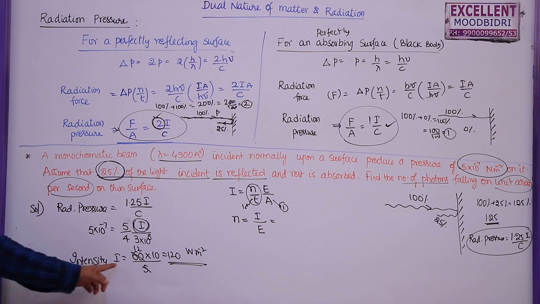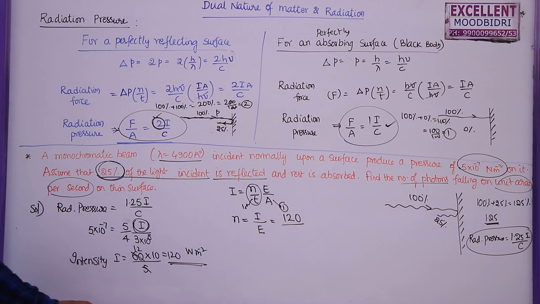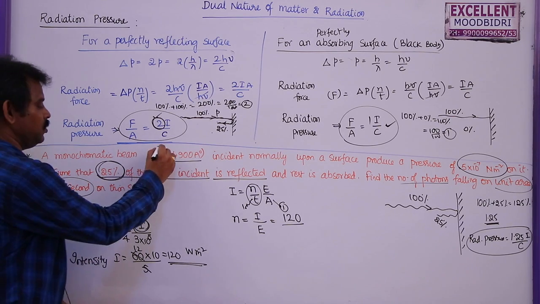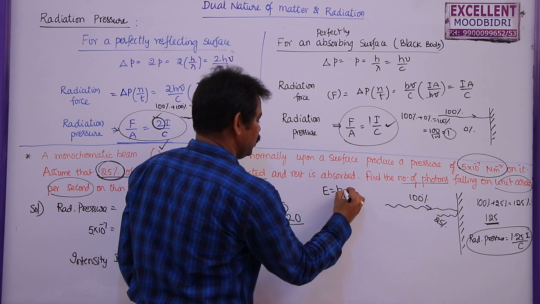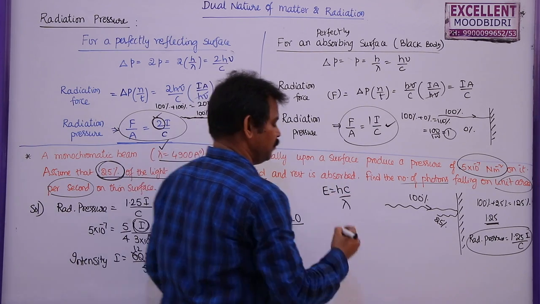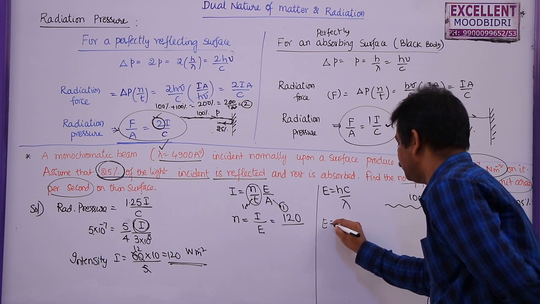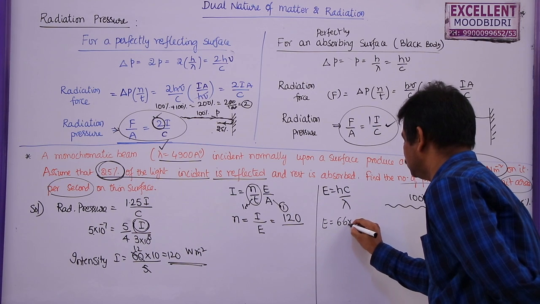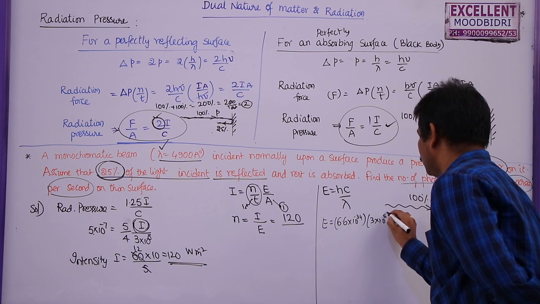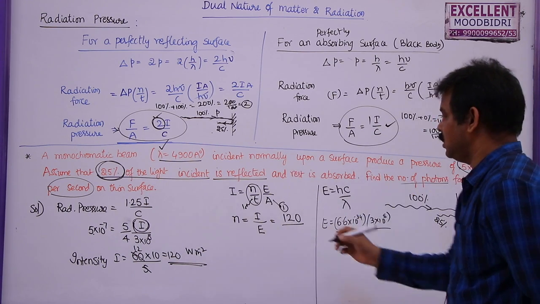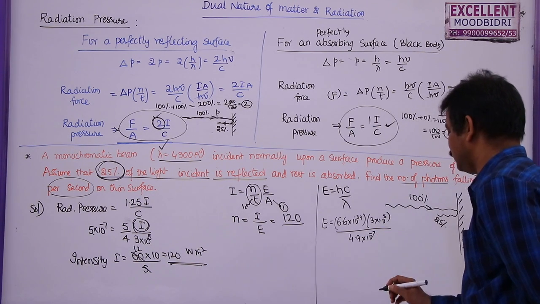So what is the intensity of the radiation? It is given as 120. And what is the energy of the radiation? We know the wavelength of the radiation. From this we can find out energy is equal to h nu or hc by lambda. So we know this h value, c value, lambda value. So energy of the radiation is 6.6 into 10 power minus 34, into 3 into 10 power 8, by 4900 angstroms. So this is 4.9 into 10 power minus 7.